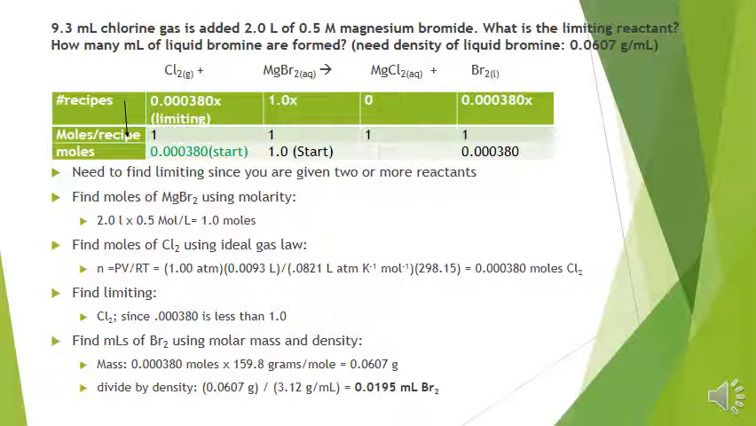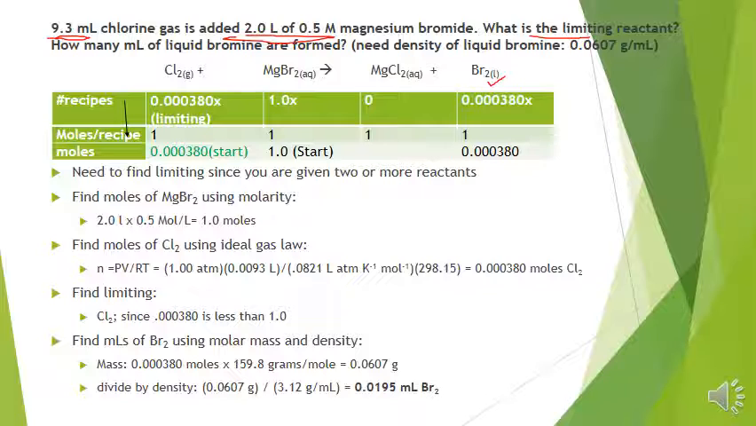Okay, so 9.3 mL of chlorine gas is added to 2.0 liters of 0.5 molar magnesium bromide. So this is a single replacement reaction, non-metal. And since I'm given more than one reactant, I have to figure out which one is my limiting reactant. And then after that, I find out how many recipes I can make with it. And then I find out how much product, how much of the bromine I'm going to make.